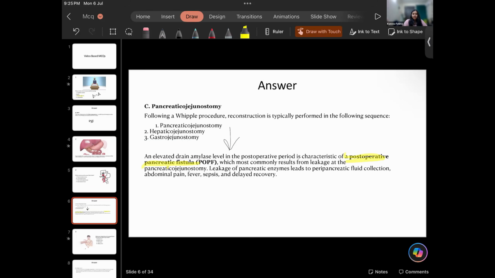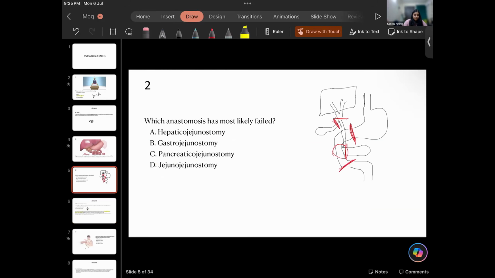Why is it not a hepatico-jejunostomy and not a gastrojejunostomy? Hepatico-jejunostomy would present with a drain which will be rich in bile and not rich in amylase, and the symptoms would not be in the form of sepsis or abdominal pain. Gastrojejunostomy is not an option because it would present with features of delayed gastric emptying and other such features, and not a drain which will be rich in amylase.